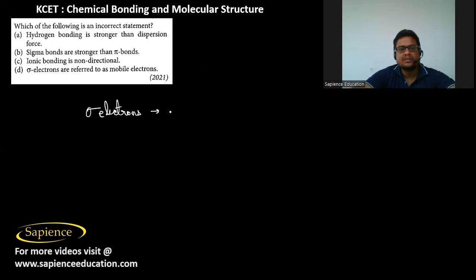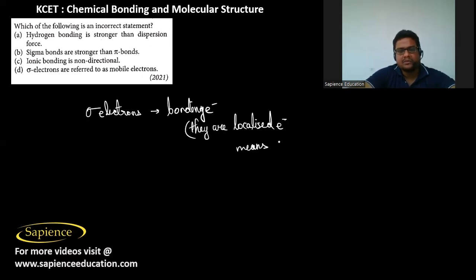are the bonding electrons. These are the bonding electrons, so they are localized electrons. Localized means they are fixed. It means they do not move in the structure. So hence option D is the correct answer, since it is the incorrect statement.